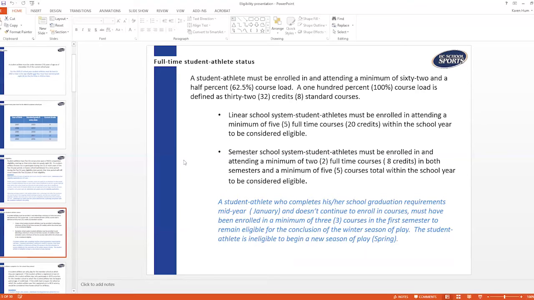completes their graduation requirements by mid-year, so if it's a semester school, and doesn't continue to enroll in courses, they have to have been enrolled in a minimum of 3 courses in the first semester to remain eligible for the conclusion of the winter season of play. So if they started the winter season of play, they were enrolled in 3 courses in the first semester, they can finish out the winter season of play, but they're not eligible to play the spring season of play.